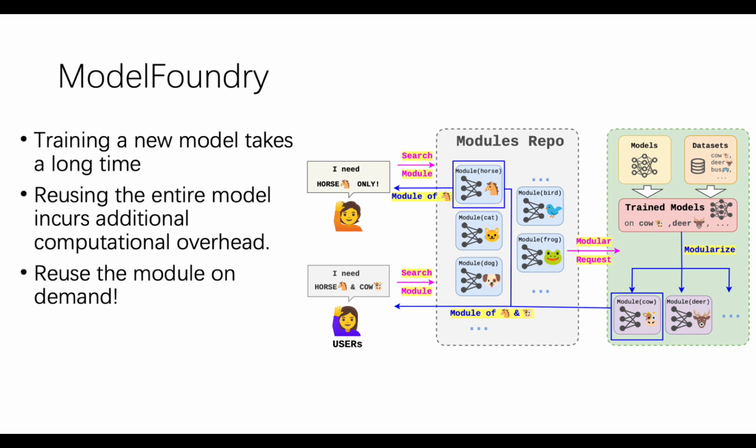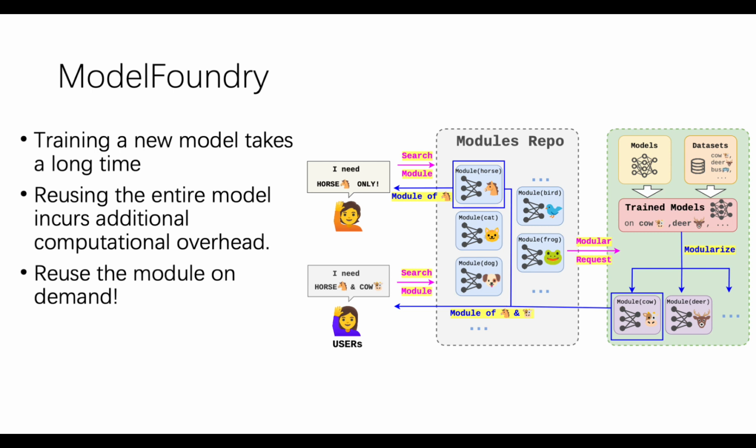Let's start with a story. Suppose you need to recognize if the current picture has a horse in it. Typically, you have two options. First, build your own model for recognizing pictures containing horses, which takes a lot of time. Second, it is relatively smart to reuse a multi-classification model in which a certain part of the functionality can recognize pictures containing horses. However, reusing the entire model incurs additional time and computational overhead.